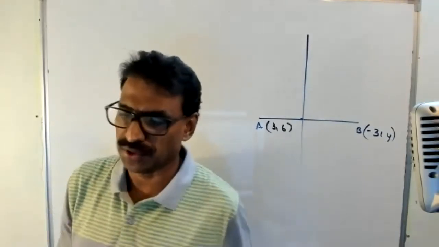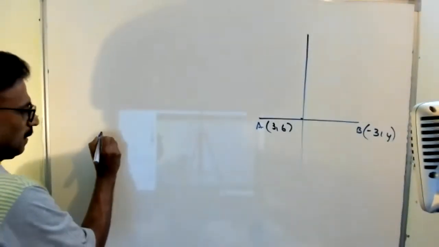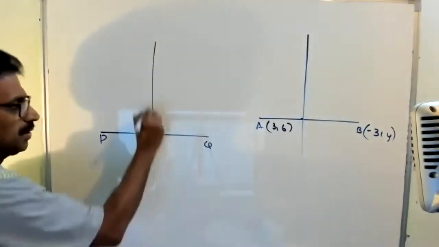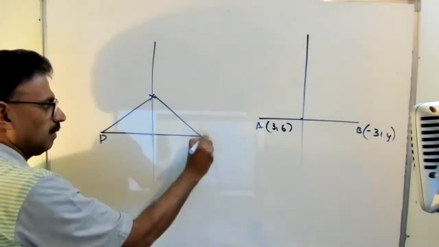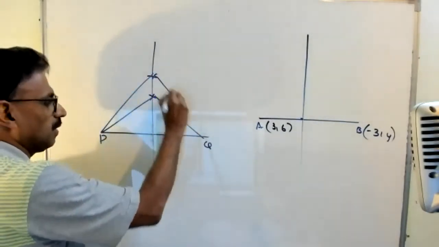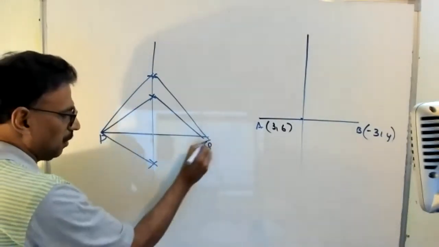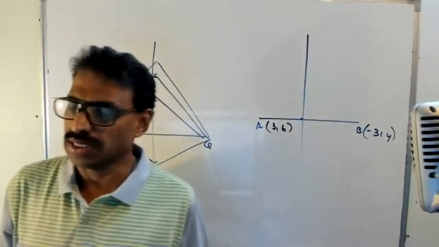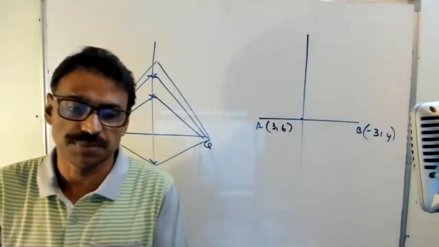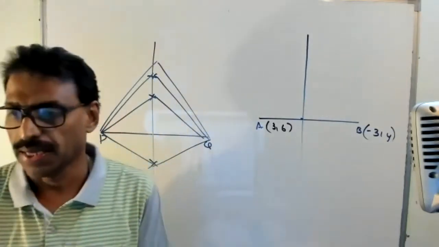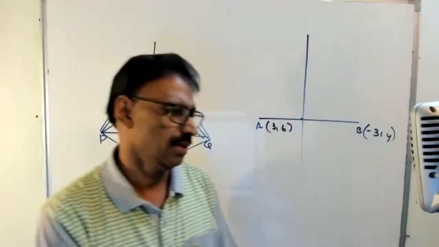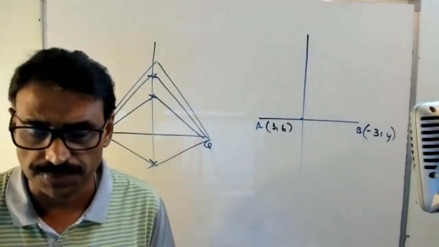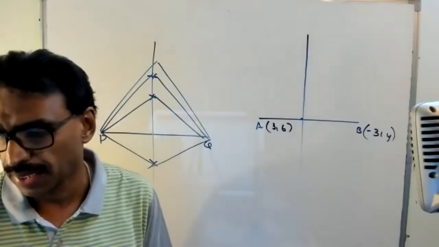Any point on the perpendicular bisector, for example here, P, Q. If you draw perpendicular, take one point, this will be equal. Take another point, this will be equal. You learned last year, right? Last year you learned this theorem. Any point on the perpendicular bisector is equidistant from A and B.